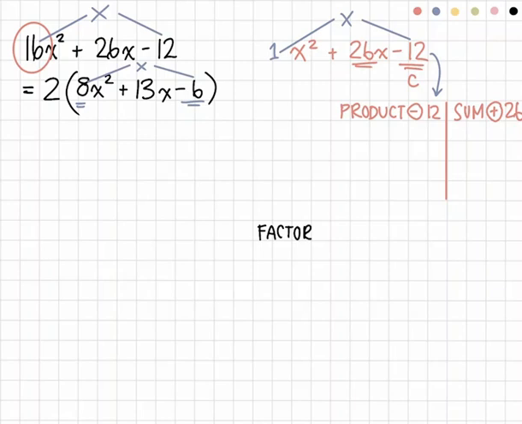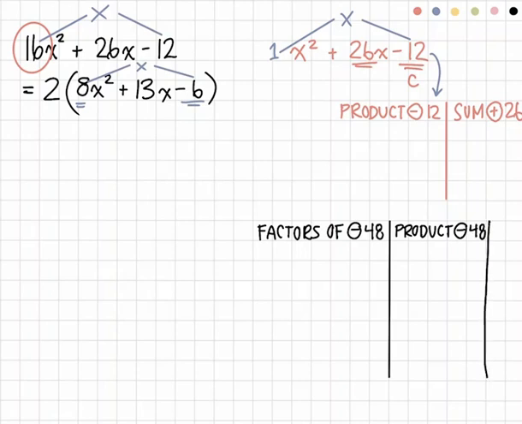So I'm going to have to do factors of negative 48. So I need a product of negative 48, and I need a sum of my b value. That doesn't change. My sum has to be, I'm just going to write positive 13, and running out of space, sorry. A sum of positive 13.